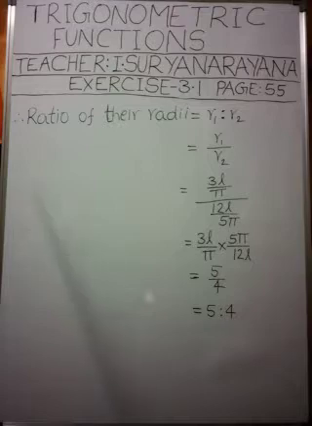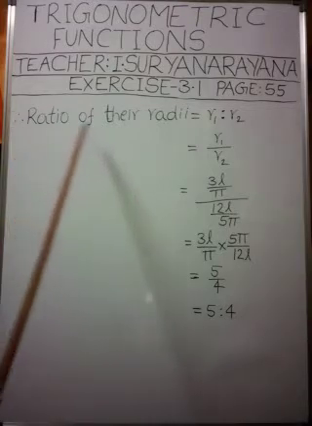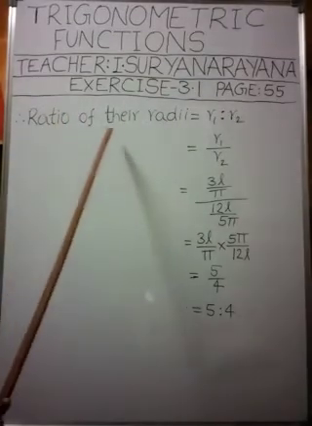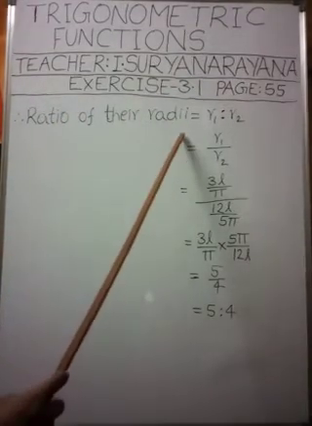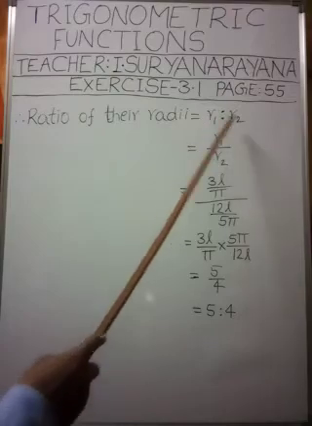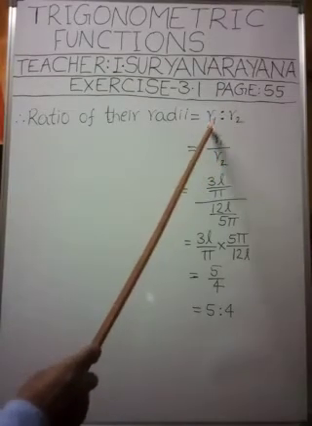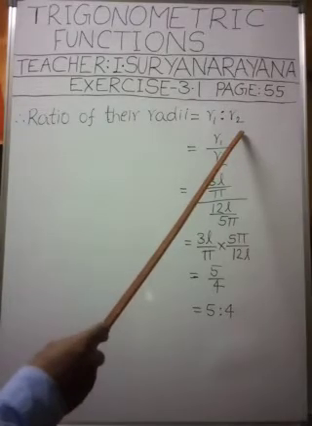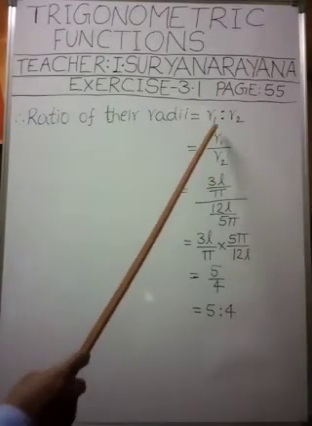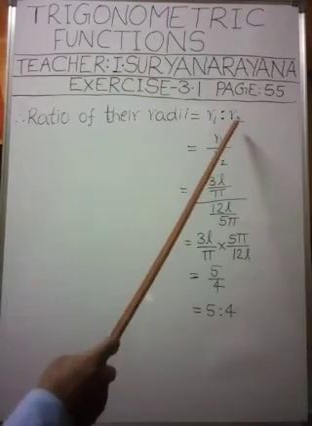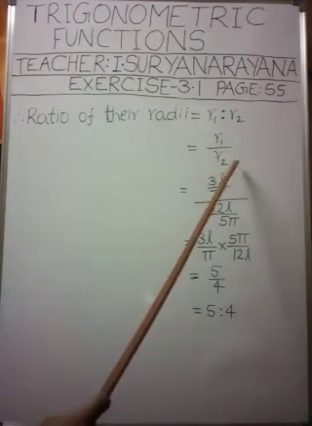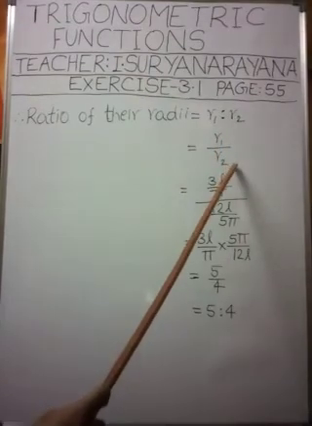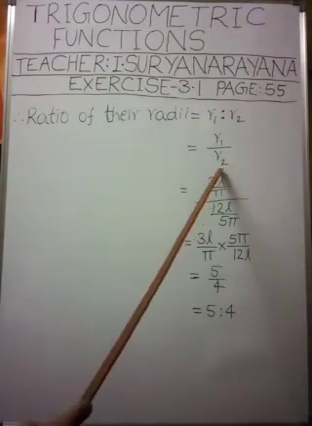Now come to this step. Therefore, the ratio of their radii. We are going to find the ratio of their radii. That is equal to R1 is to R2. R1 is to R2 is the required ratio. Okay, my children? That is equal to, you know that a ratio can be written as a fraction. So R1 by R2. I wrote this ratio in the form of a fraction. Understood this step, my children?